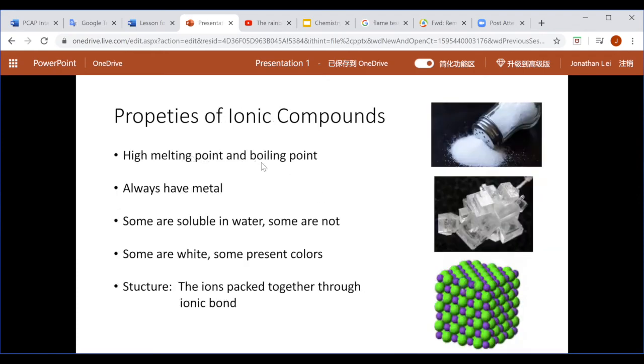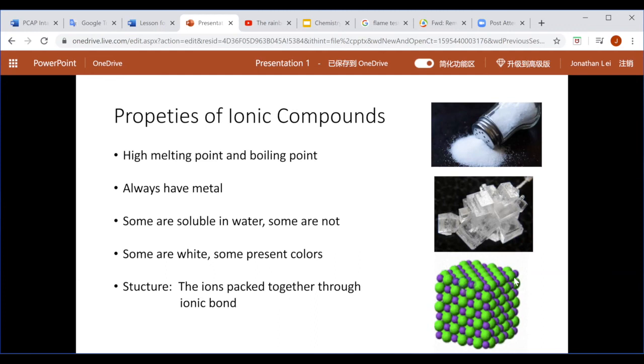High melting point and boiling point, and they always have metal. Some are soluble, some are not. And some are white, some present colors. In structure, the ions pack together through ionic bond.